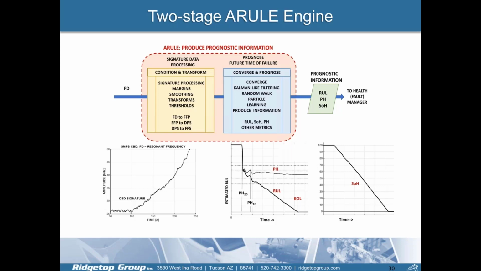We then take the result, the FFS, functional failure signature, and we feed that into ARUL, the engine. That's a prediction engine. The prediction engine has convergence algorithms. It has Kalman filtering, random walk filtering, particle filtering. It has learning methods, and it produces RUL, state of health, prognostic horizon, and other information that can be of use to prognostic enable a system.